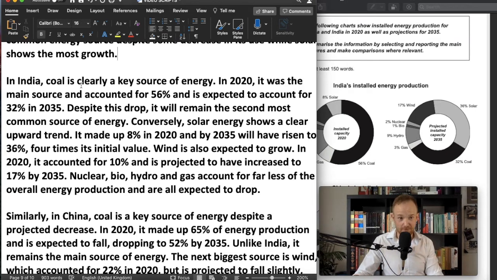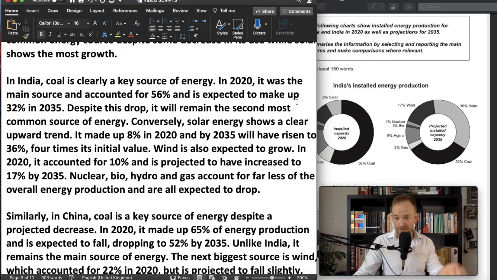very straightforward. In 2020, it was, so there we go, past, the main source, and accounted for 56%, and is expected to account for 32% in 2035. I might switch account for to make up. In fact, I'll change that. So there we go. It is expected to make up 32% in 35.